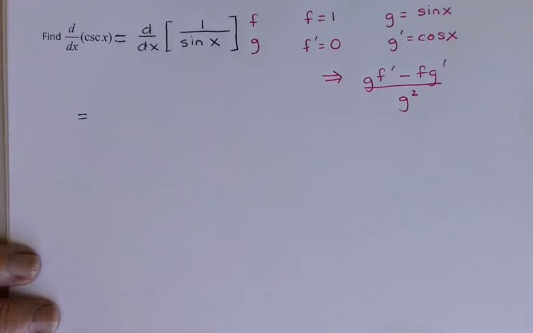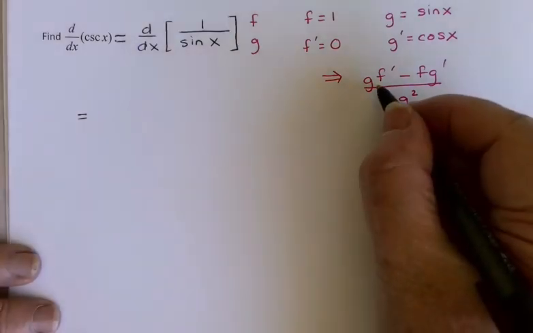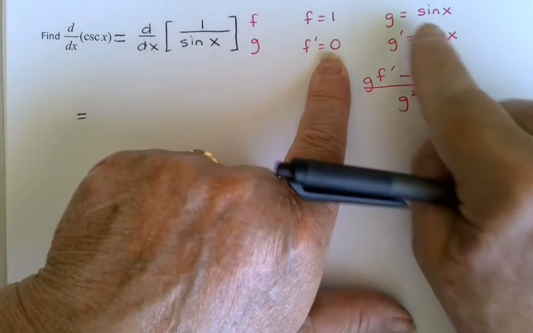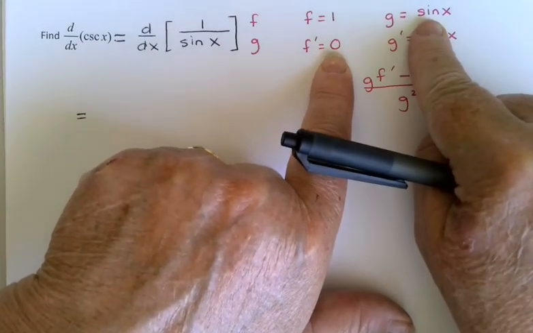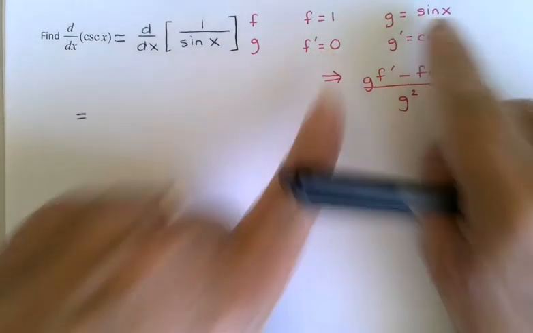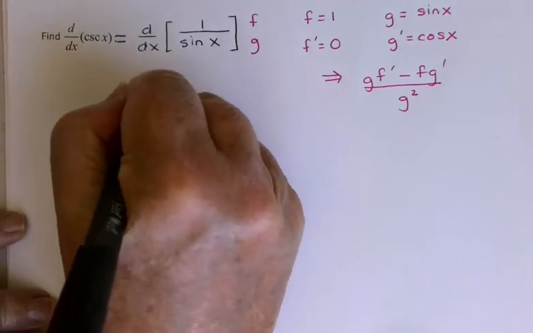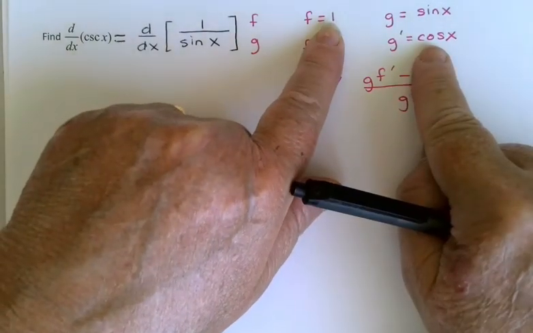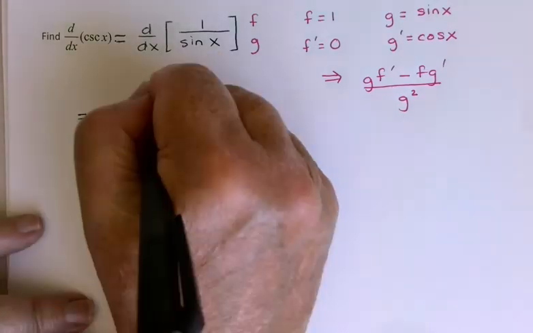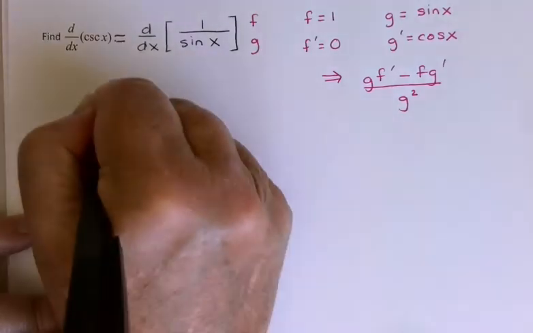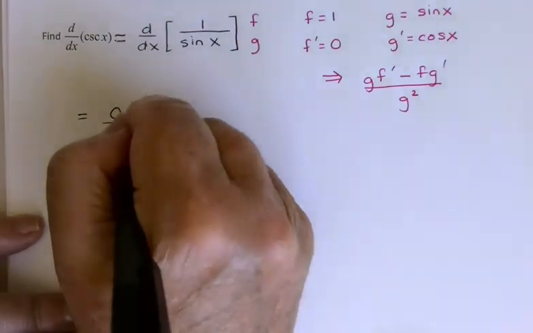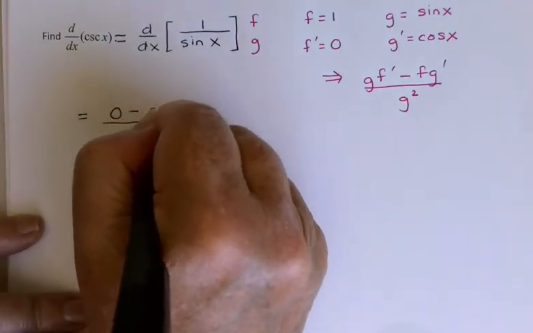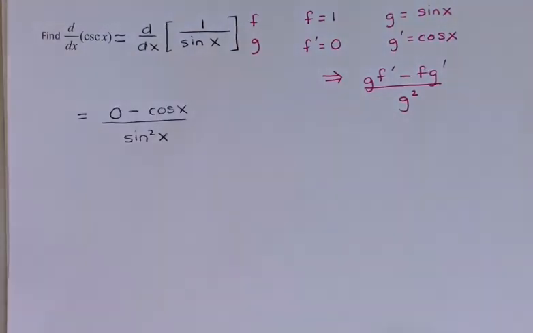So my derivative is gf prime, and again I'm going to use little shortcuts here this time. When I multiply those together, I'm clearly going to get 0, minus fg prime is just going to be cosine x over g squared, sine squared x. 0 doesn't really matter, I can ignore that.